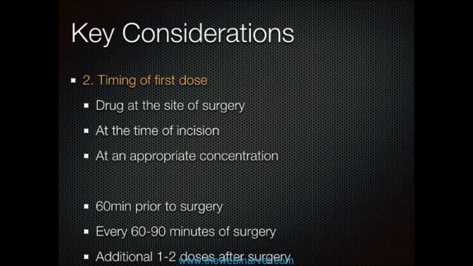The general recommendations for perioperative antimicrobials are that we start them 60 minutes prior to surgery, and they're given every 60 to 90 minutes during the surgery, and then in most cases we give an additional 1 to 2 doses after the surgery. We do that because there still can be bacterial contamination of the wound until a fibrin seal forms, and that can sometimes take a few hours.